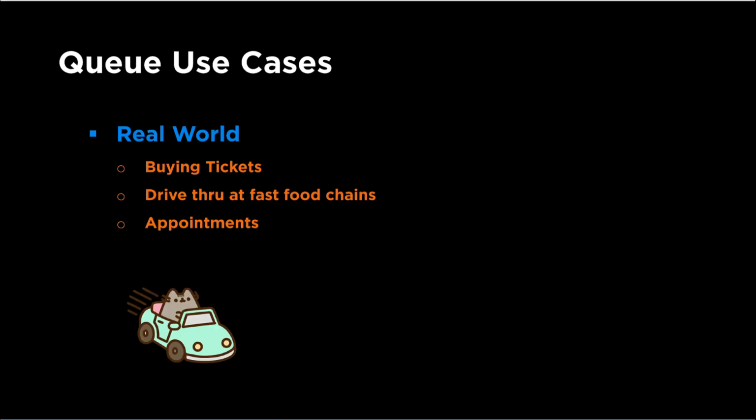So some of the use cases of queues include, in the real world, buying tickets, the drive through at fast food chains, as well as the appointment systems at our dentist, and so on.